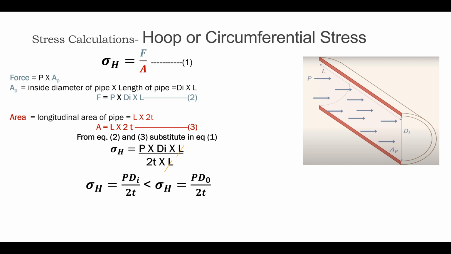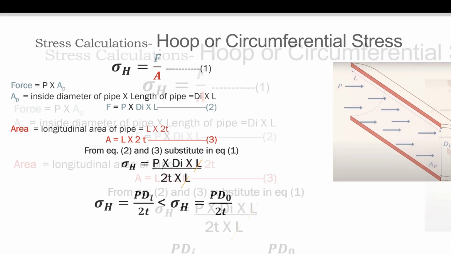But commonly in our calculations we use the outside diameter of the pipe. So sigma H is equal to P Do over 2T, because when we calculate the stresses with the internal diameter, it will give us a lower stress value. But if you calculate the hoop stress with the outside diameter, it will give us a more conservative value as compared to the inside diameter. That's why we consider the outside diameter of the pipe in hoop stress calculation.